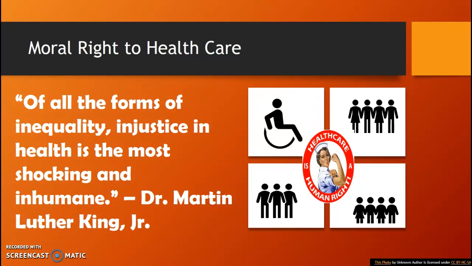Dr. Martin Luther King Jr. said it perfectly when he said, "Of all the forms of equality, injustice in healthcare is the most shocking and inhumane." In our world today, having ethical and moral standards is extremely crucial in healthcare. Nobody should go without care, and ensuring that this is done ethically and fairly is an ongoing process through all elements of healthcare.